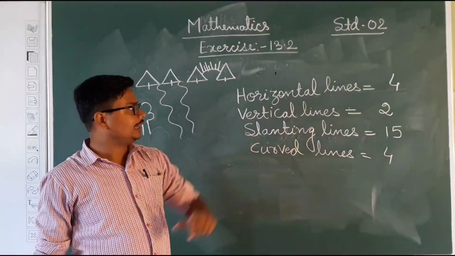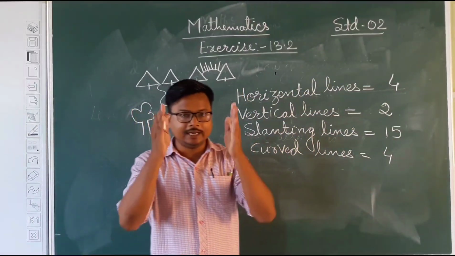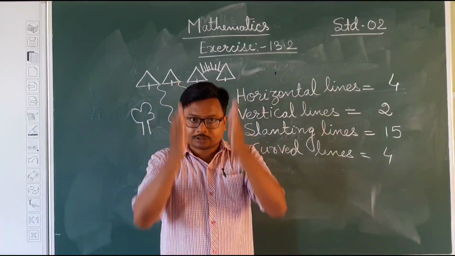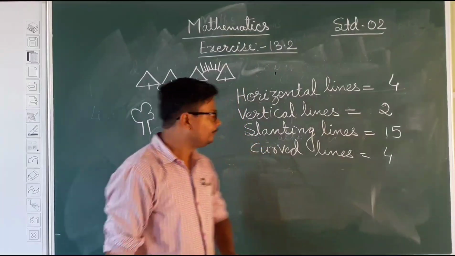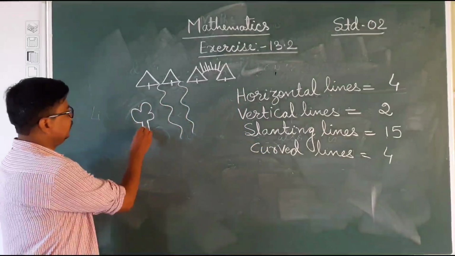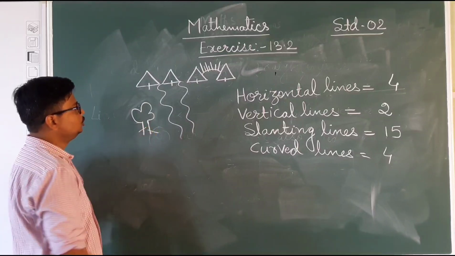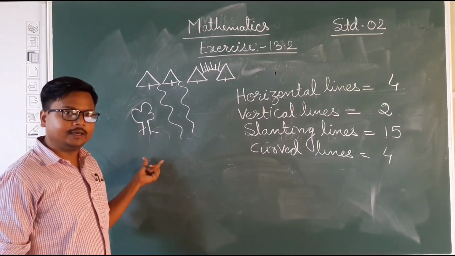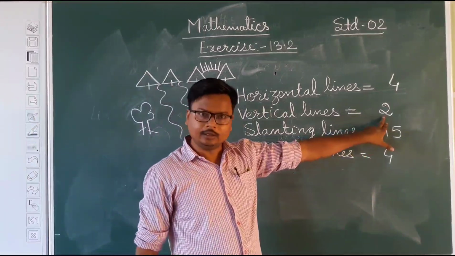Now come to vertical lines. Vertical lines means standing lines, or a line which is straight, standing straight. Okay. So you can see here 1, 2. These two lines are vertical lines. So I have written here 2.